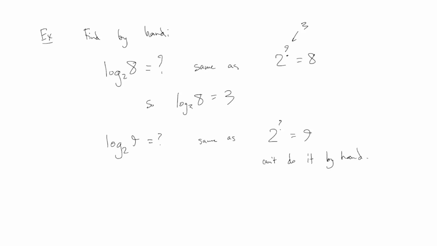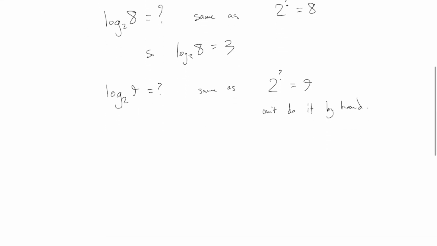All right. If I was asking you to do some of these on a quiz or something, I might give you a big list of these and say, either give me the answer or tell me that it's not possible to do it by hand. And this is an example where you can't do it by hand because 9 is not a nice even power of 2. All right. What about some other slightly weirder ones?